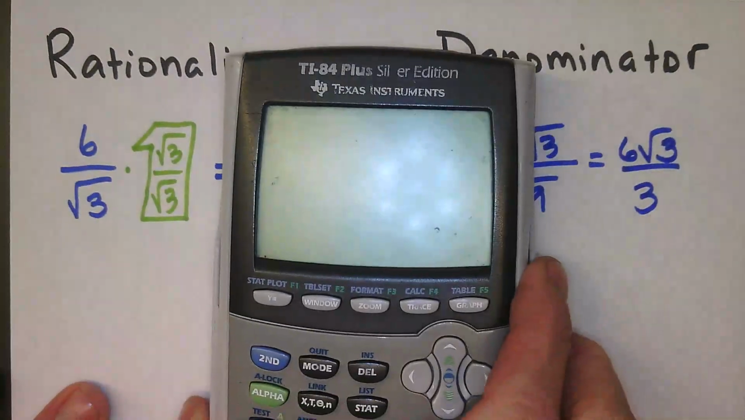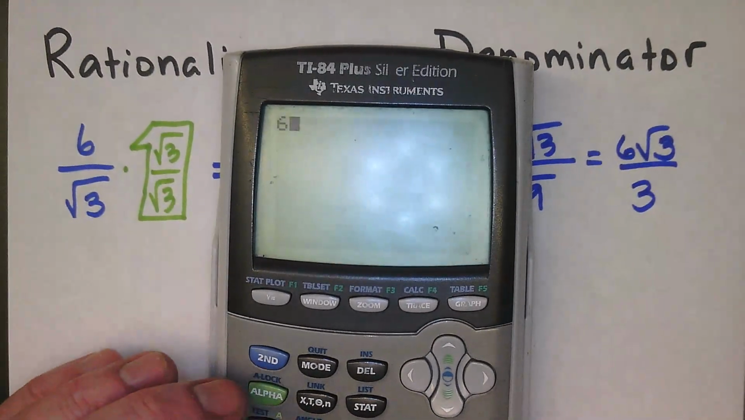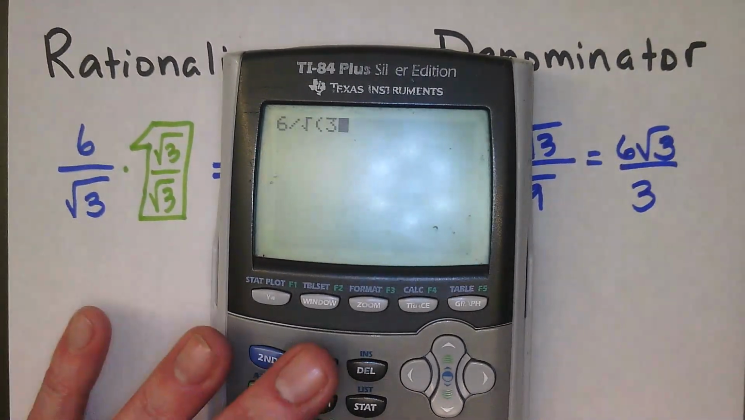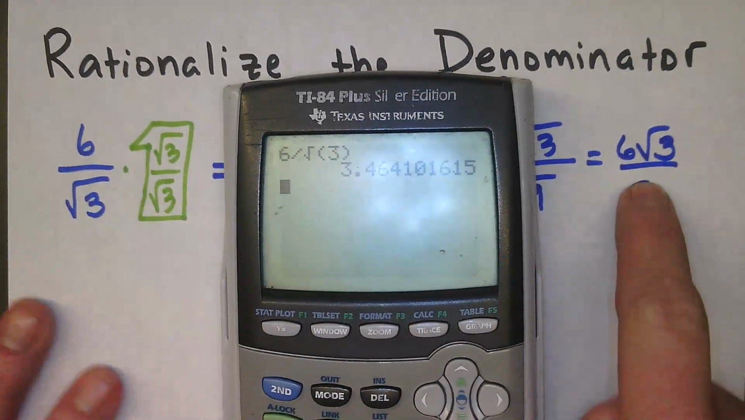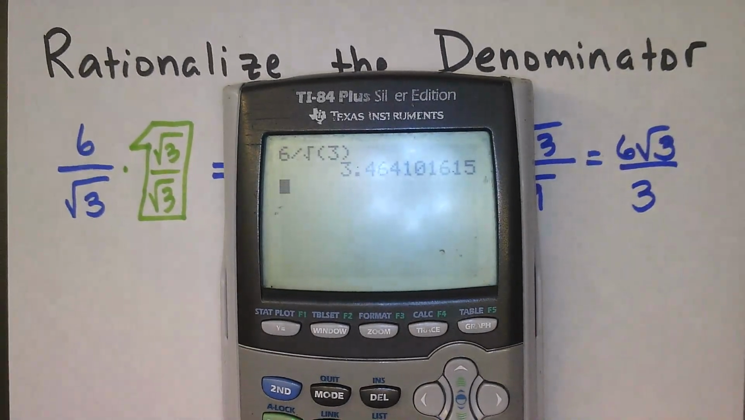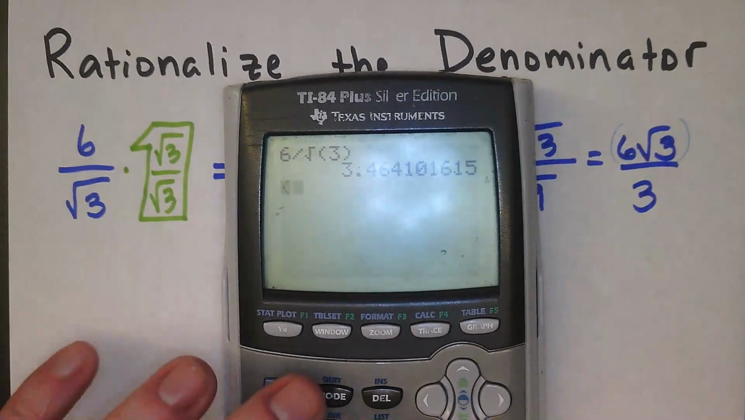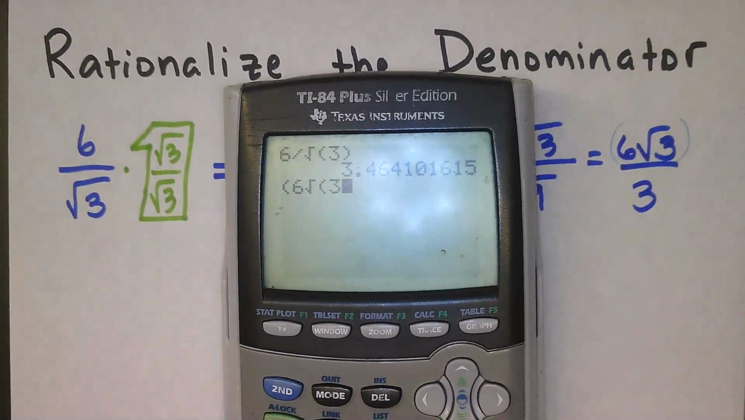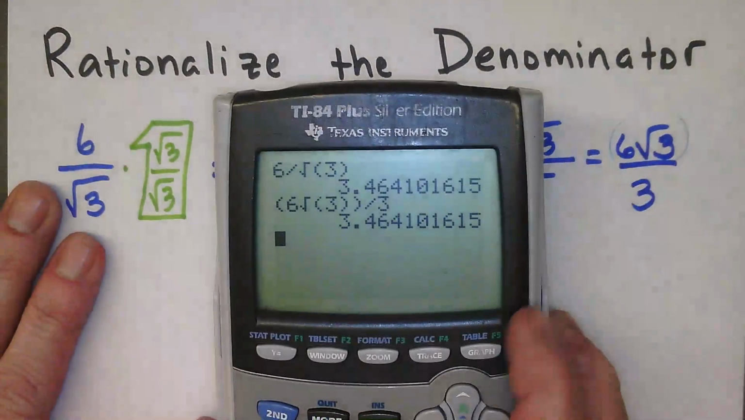Like if I grab my calculator here and I do 6, I'll clear that all out. So we just got 6 divided by the square root of 3. It's a decimal equivalent of about 3.46. Now, if I type this into the calculator, one thing to keep in mind, if you're typing it into the calculator, you should put parentheses around the entire numerator. So I'll do 6 times the square root of 3, close my parentheses, divide that by 3, and you'll see I get the exact same decimal equivalent.